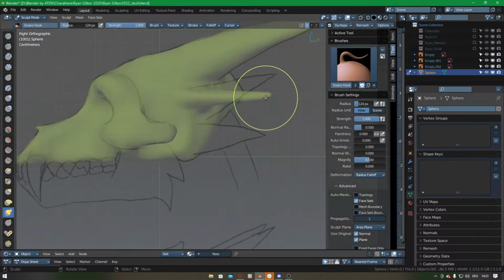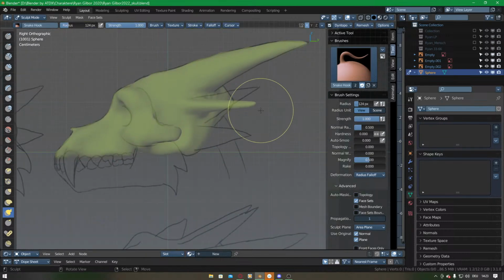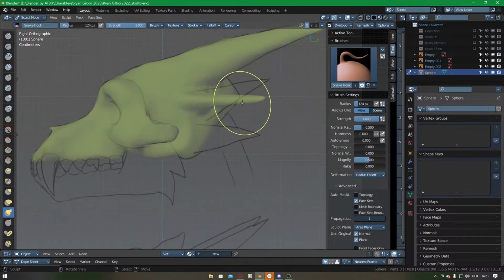Okay, let's see. So yeah, I should let this bone be more like horizontal.